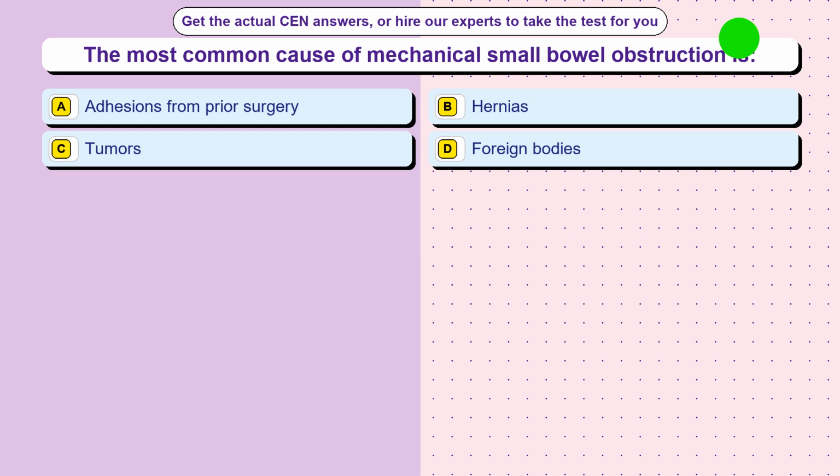Question 26. The most common cause of mechanical small bowel obstruction is: Option A, adhesions from prior surgery. Option B, hernias. Option C, tumors. Option D, foreign bodies.